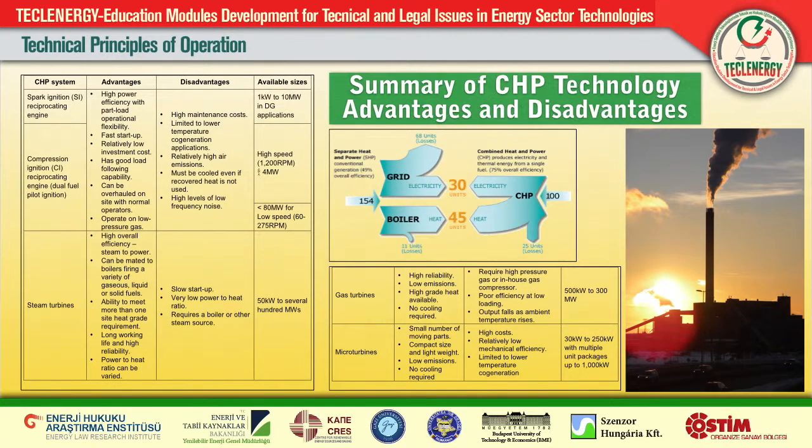You may consult in the table below a summary of CHP technology advantages and disadvantages. Of course, there are a lot of technical details for fans, but the picture below emphasizes a simple rule of thumb. Separate heat and power conventional generation efficiency is near 49%. CHP overall efficiency is near 75%.